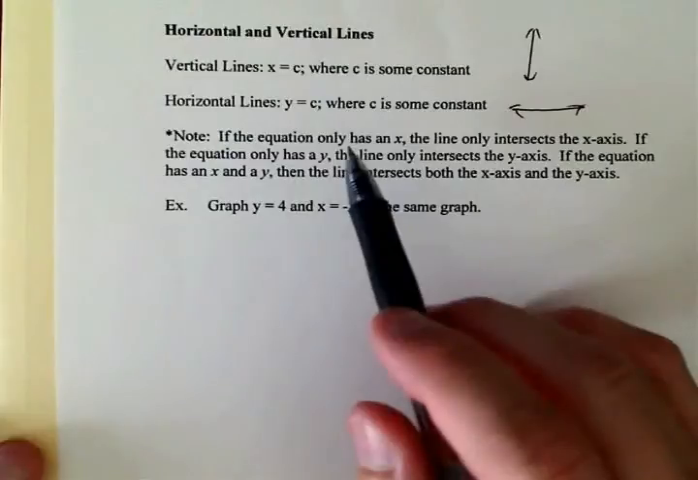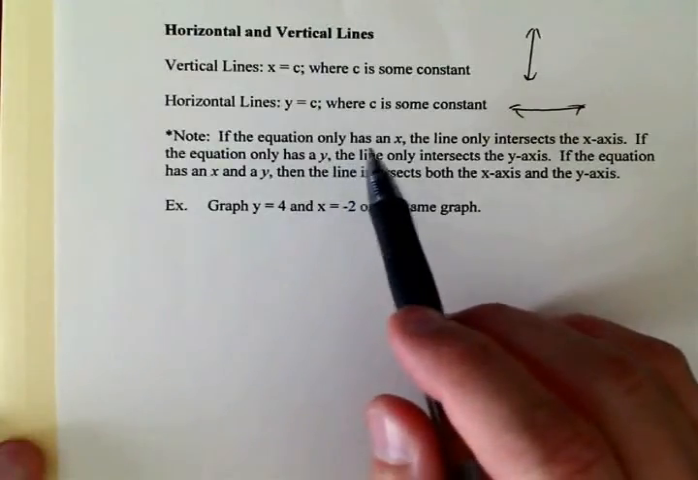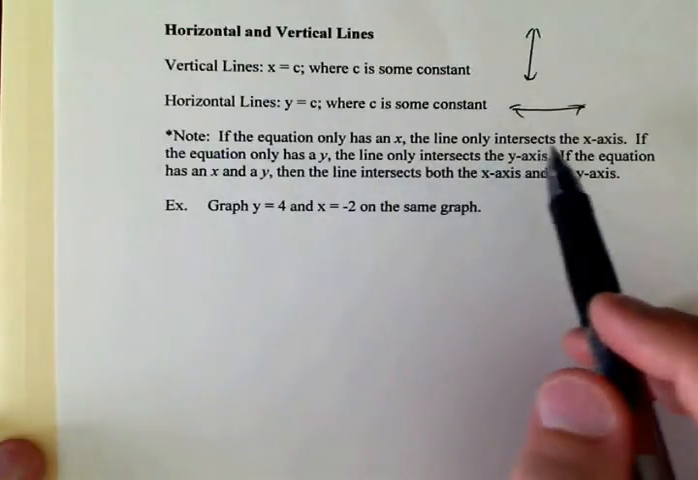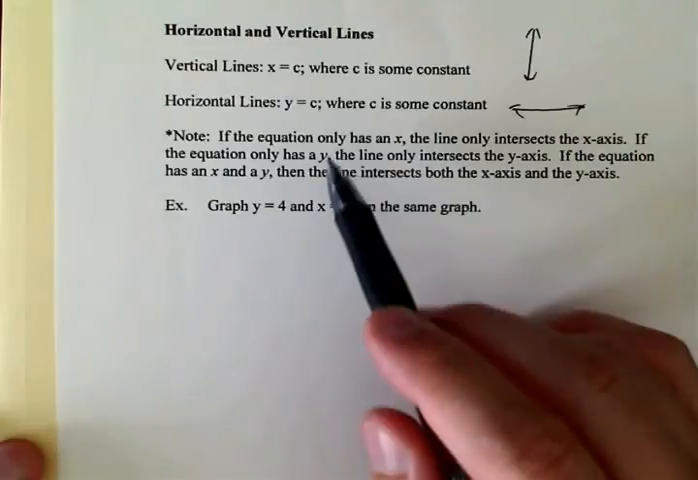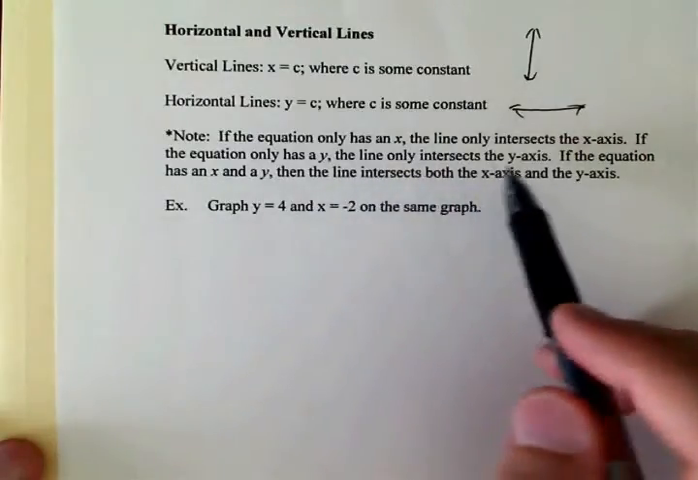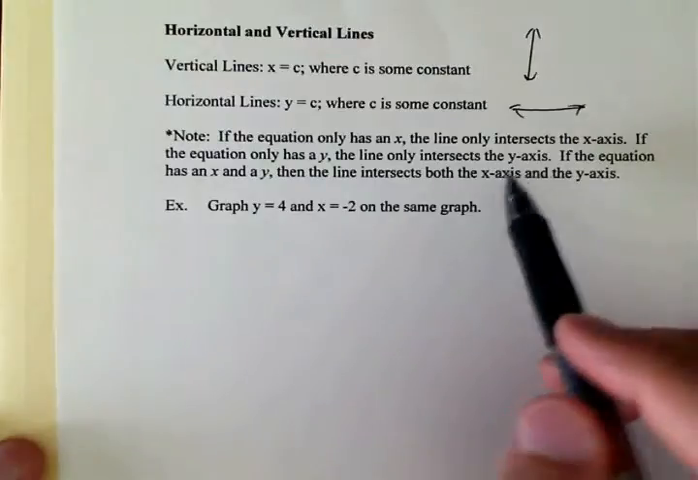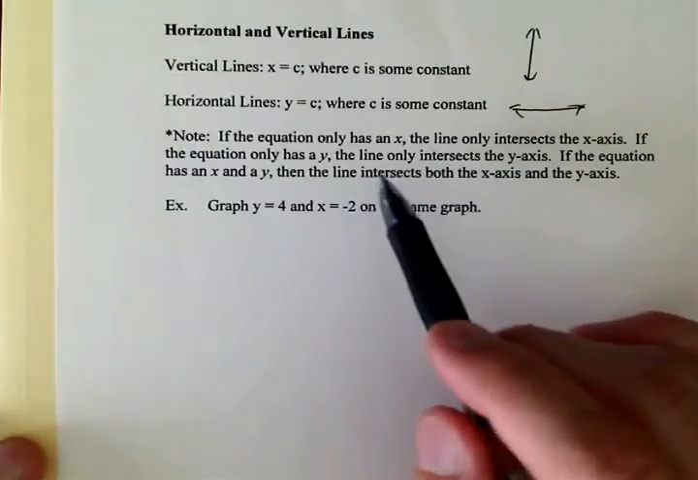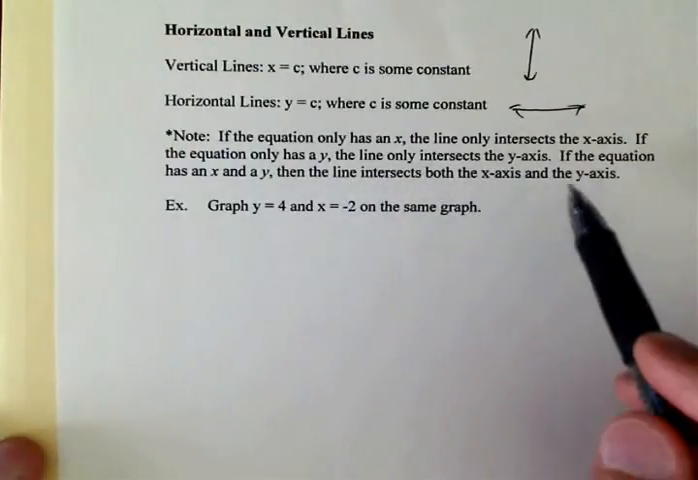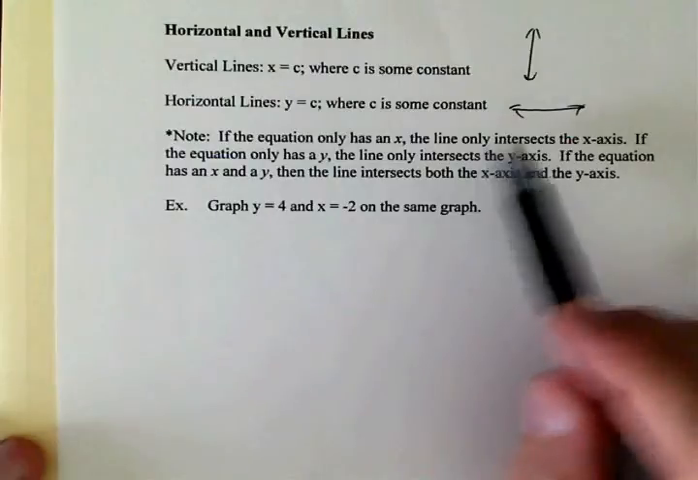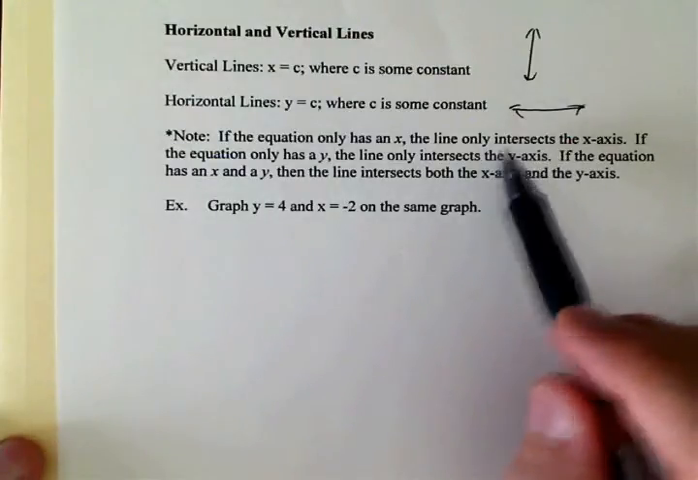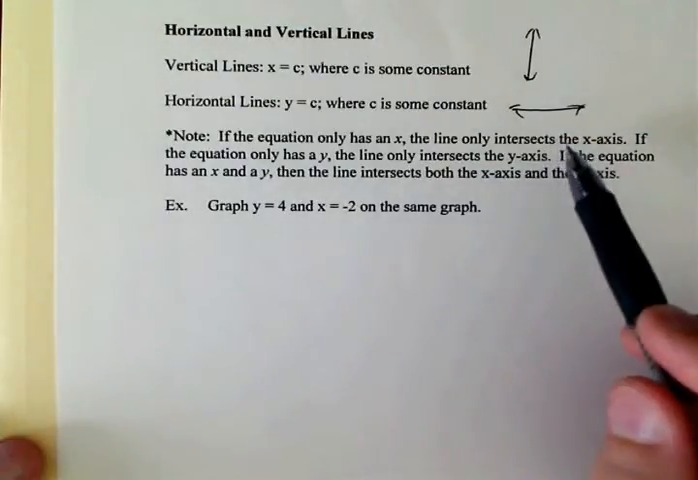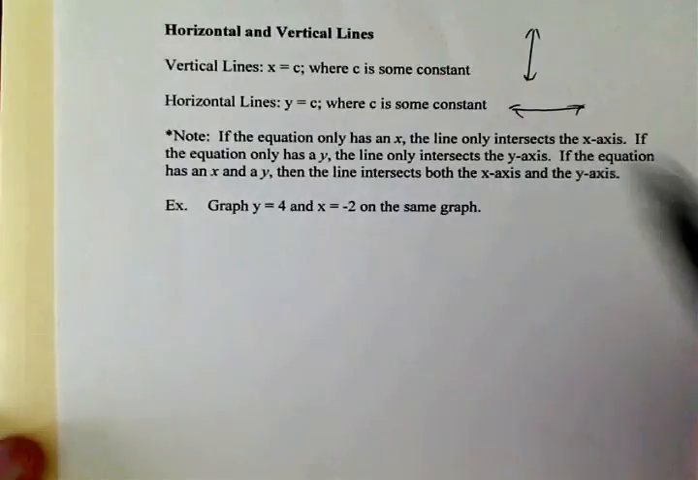And here's what I was trying to get. I want you to see. If the equation only has an x variable, then the line's only going to intersect the x-axis. If the equation only has a y variable, the line only intersects the y-axis. That's not always the case, but most times it's the case. If the equation has an x and a y, then the line intersects both the x-axis and the y-axis. The only times where this isn't true is when we're actually graphing the x-axis and graphing the y-axis. So keep that in mind. Or in other words, when we're graphing y equals 0 and x equals 0.